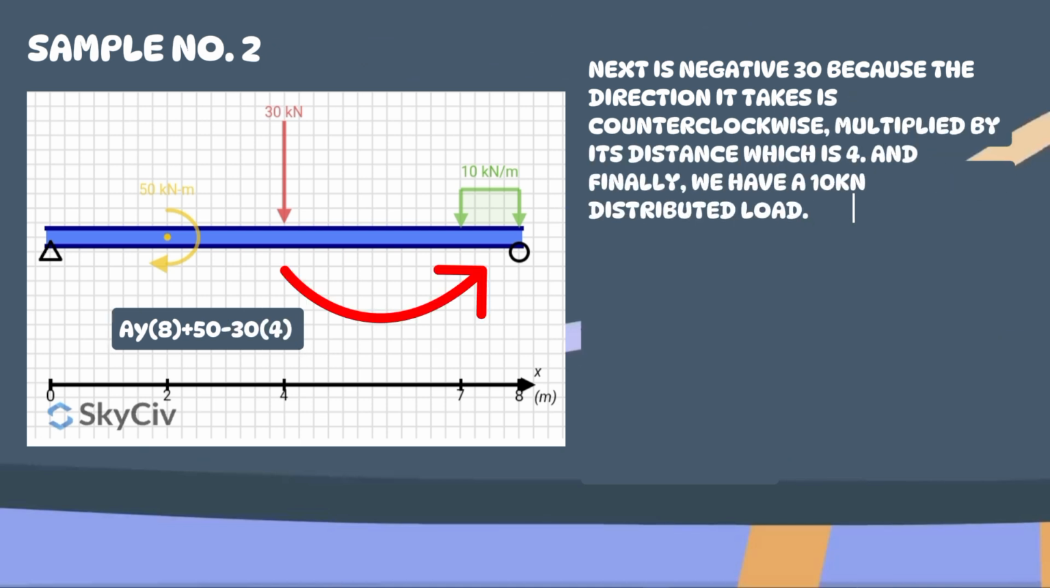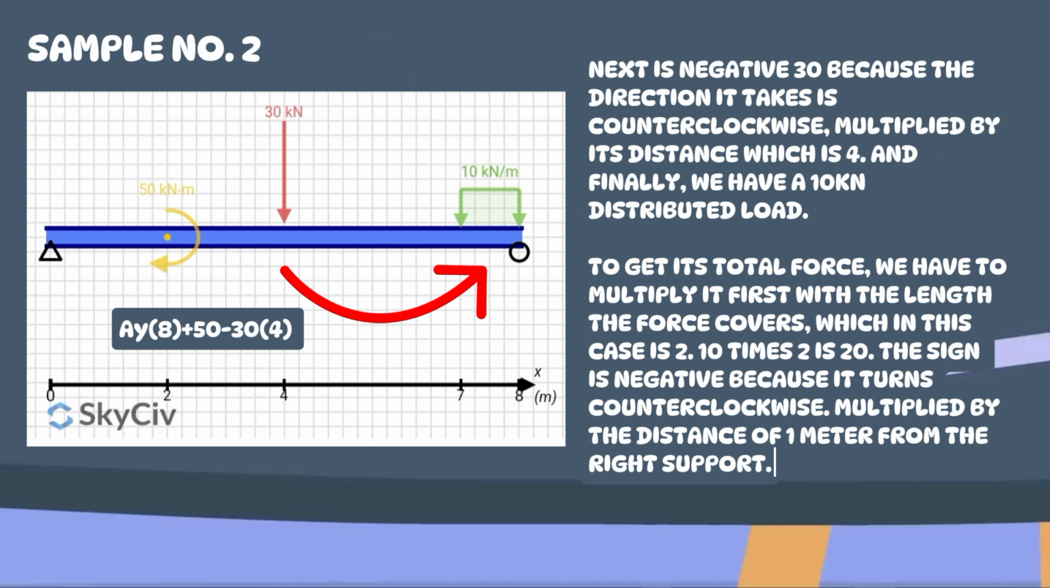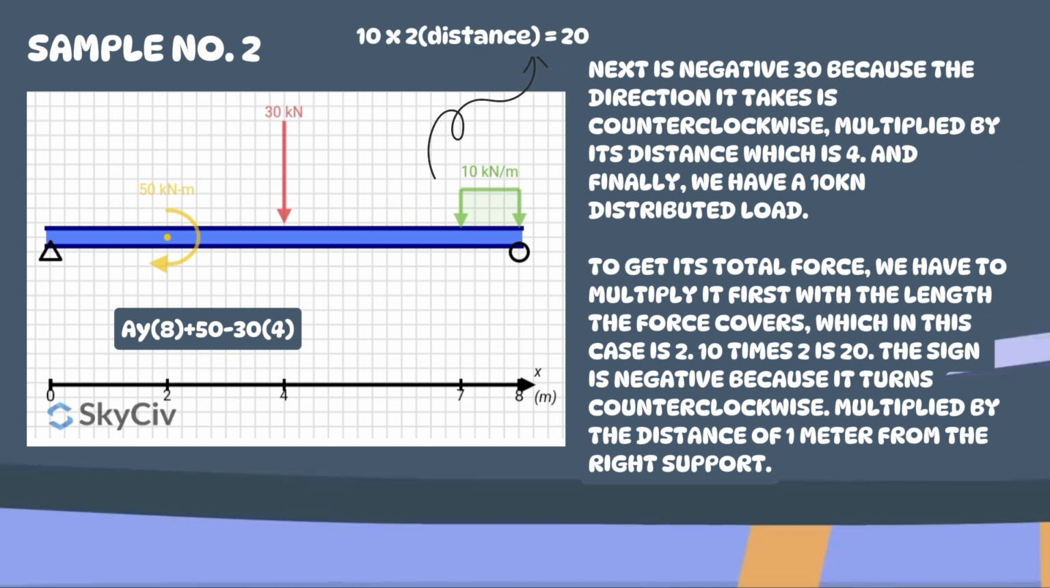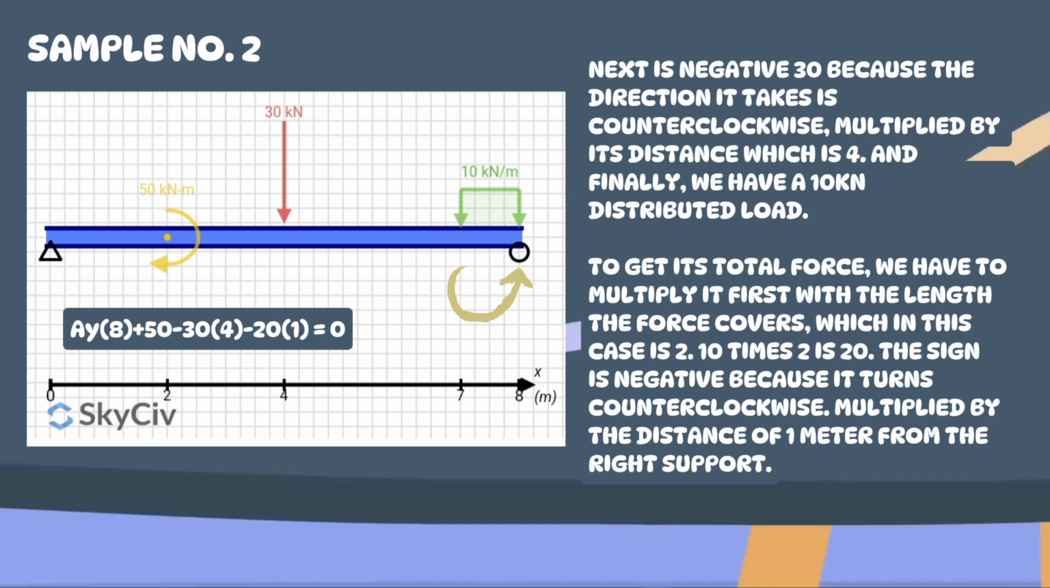Next is negative 30 because the direction it takes is counterclockwise, multiplied by its distance, which is 4. And finally, we have a 10 kN distributed load. To get its total force, we have to multiply it first with the length the force covers, which in this case is 2 meters. 10 times 2 is 20. The sign is negative because it turns counterclockwise, multiplied by the distance of 1 meter from the right support.